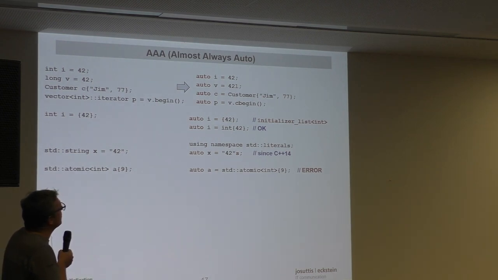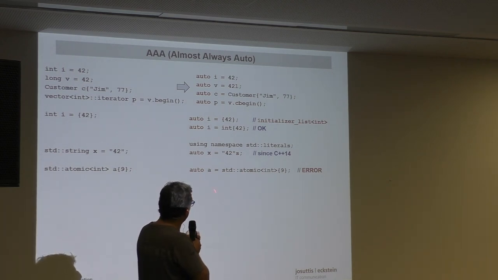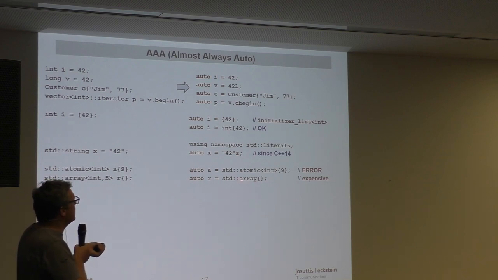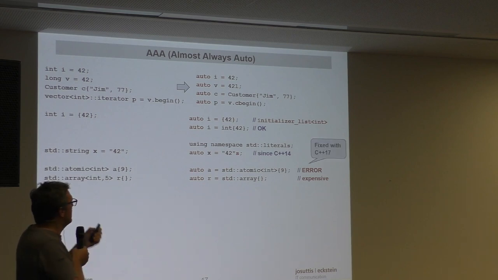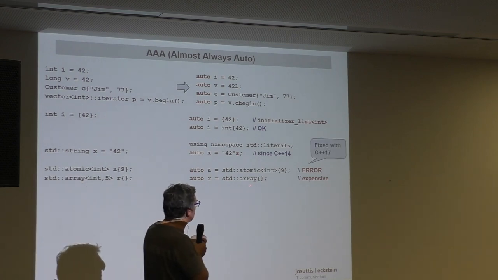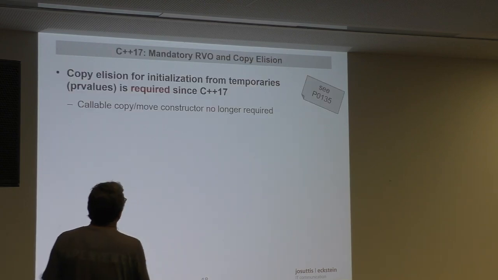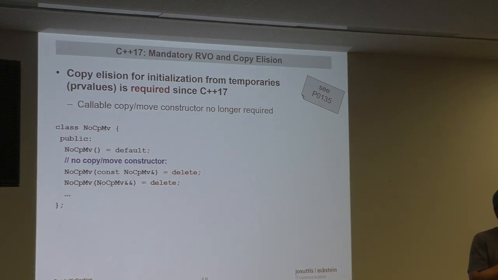Next problem we had with almost always auto was initializing an atomic. So if the thing on the left is initialized by an atomic int and you have an equal sign, by rules, you need special support. And the same is true if you say the thing on the left should be an std array, because for the array, there's no cheap way to copy it. You will create a temporary array and the array will be copied to here. Well, we fix this problem, that this does not compile, and this is expensive, with C++17. Because in C++17, we introduced a new rule which says, if there is a type that has no way to copy, you can still return it.